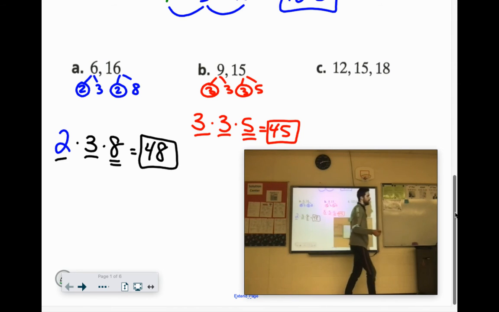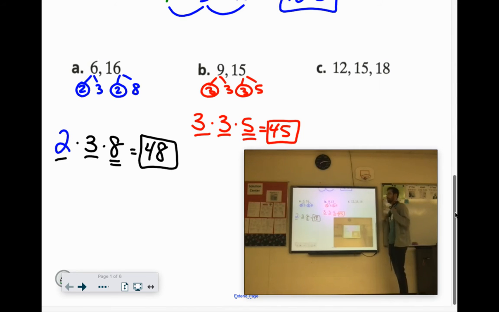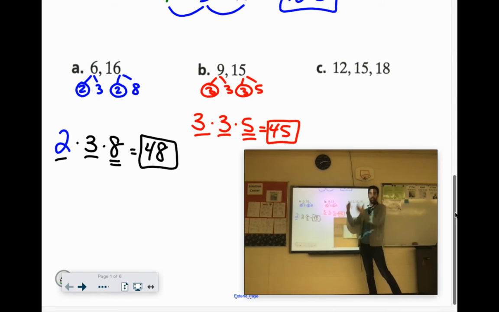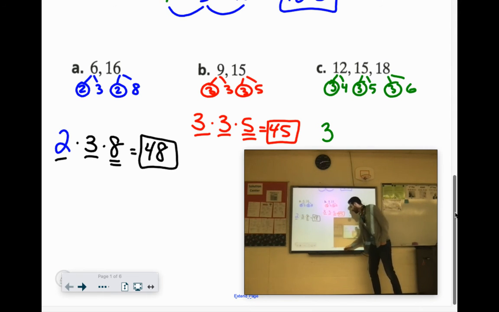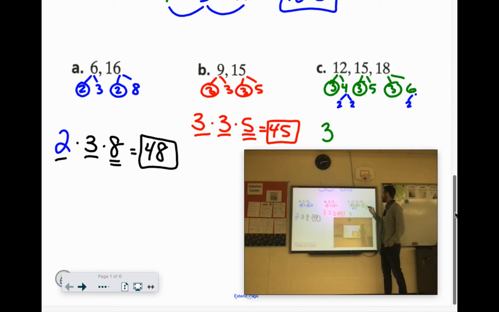Now, 12, 15, and 18, I know that you could say 6 goes into 12 and 18, but first you have to look for what goes into all 3 of them. Then you can start looking at pairs. But all 3 of them have 3 as a multiple. 3 times 4, 3 times 5, 3 times 6. They all have a 3, so we'll just bring it down. Now 4, 5, and 6 don't all have something in common, but 4 and 6 have something in common. They have a 2. So we could say this is 2 times 2, and this is 2 times 3. We bring down a 2, and then we look at what's left.